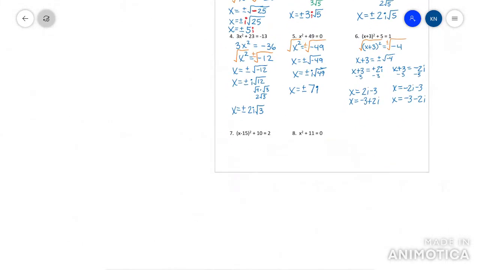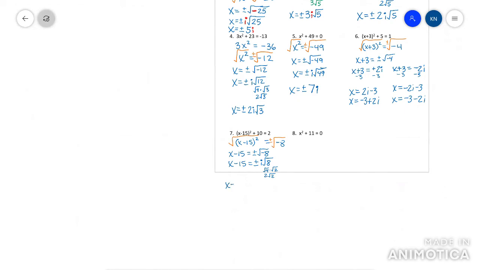This next problem is kind of the same thing. Subtract 10. Root it. So now I'm at x minus 15 equals plus minus root of negative 8. I'll show a little more work on this one. Take the i out. So now it's i root positive 8. Root 8 breaks down to be root 4 times root 2, which is 2 root 2.